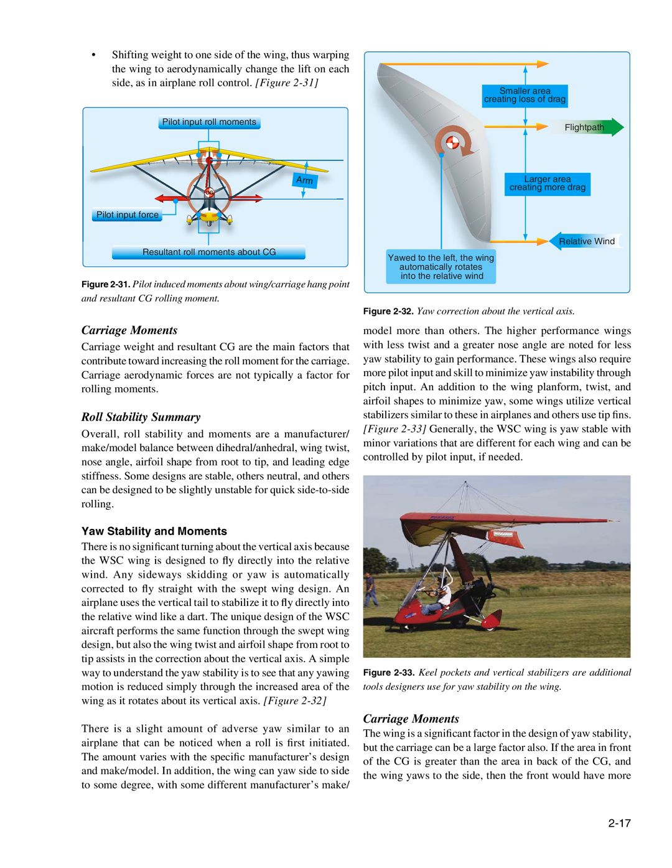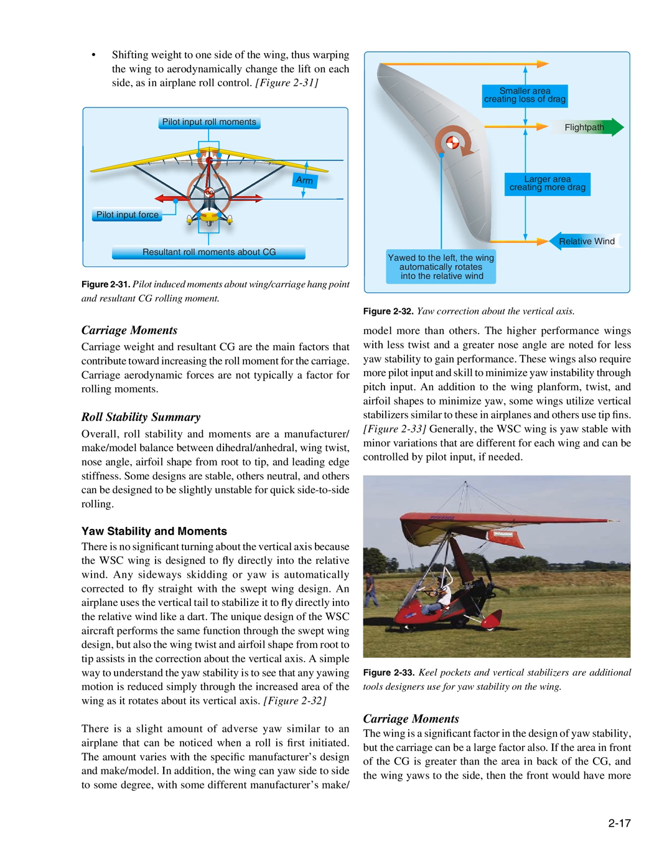Figure 232. There is a slight amount of adverse yaw, similar to an airplane, that can be noticed when a roll is initiated. The amount varies with the specific manufacturer's design and make/model. In addition, the wing can yaw side to side to some degree, with some different manufacturers' make/models more than others. The higher performance wings with less twist and a greater nose angle are noted for less yaw stability to gain performance. These wings also require more pilot input and skill to minimize yaw instability through pitch input.